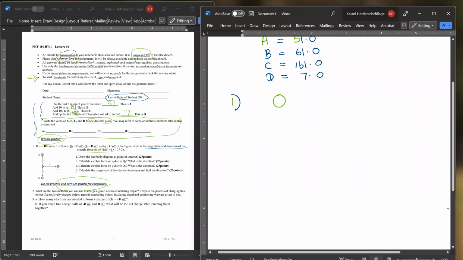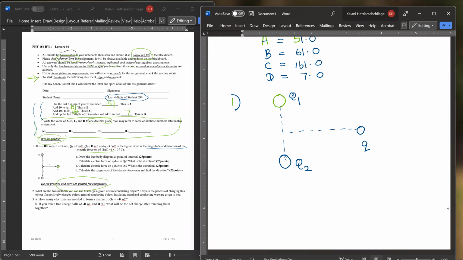So I have one charge, we call it Q1. And there is another charge on the bottom, Q2, right? And there is a lowercase q charge somewhere here. So now those distances are given in the question. Okay, so this is A, this is A, this is B, right?